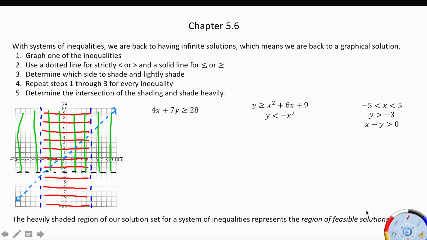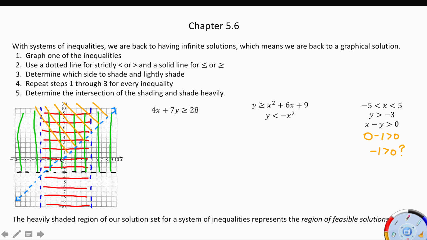And then I've got to decide where to shade. Okay, I can't plug in 0, 0 or 1, 1 or 2, 2 again to make it easy. So let's try to make it as easy as we can. How about the point 0, 1? Remember, x is 0 and y is 1. So is 0 minus 1 greater than 0? Is negative 1 greater than 0? No. So don't shade on this side of the line. Shade on this side of the line.